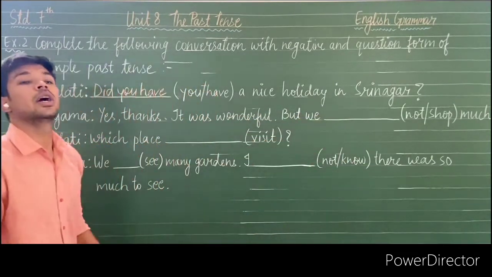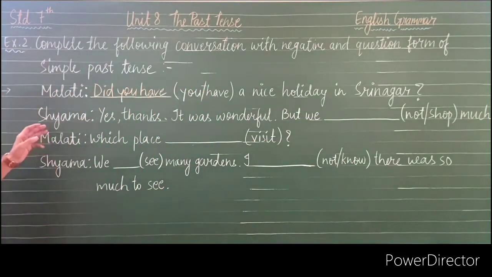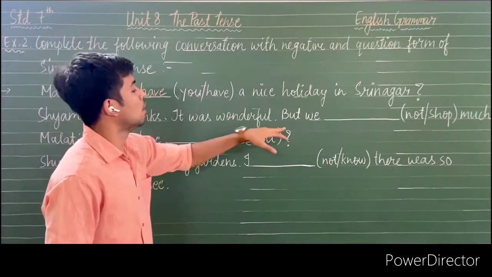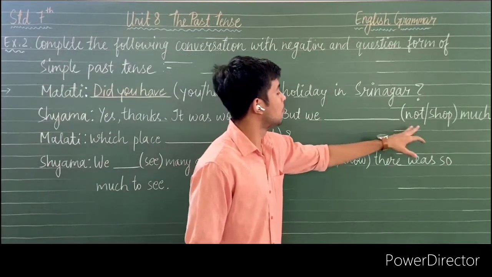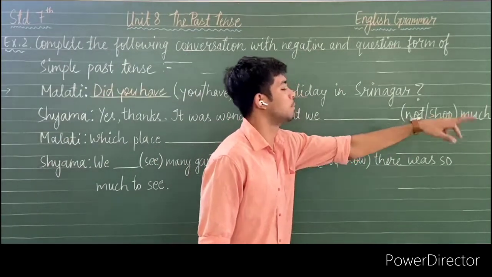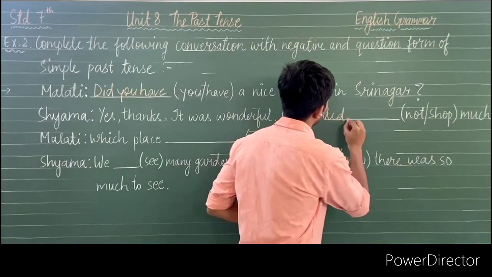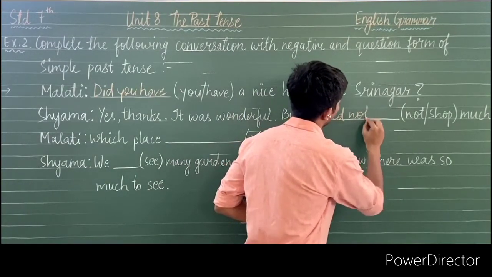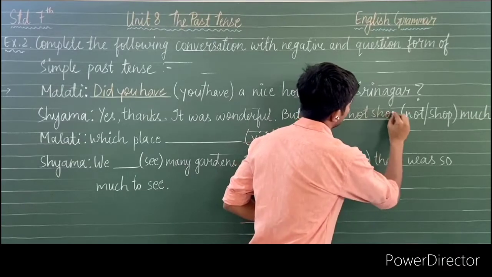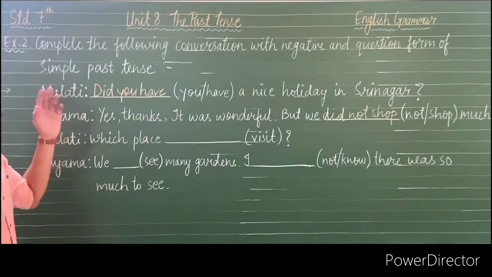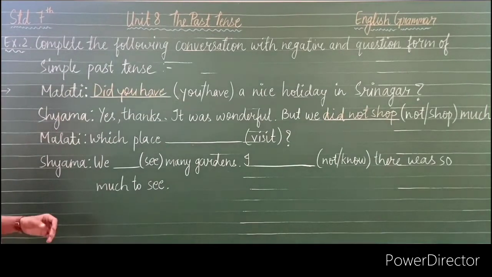This is the question form. Then Shyama, yes, thanks, it was wonderful. But we blank, not shop much. So, here, did not shop. This is the negative form of the simple past tense.